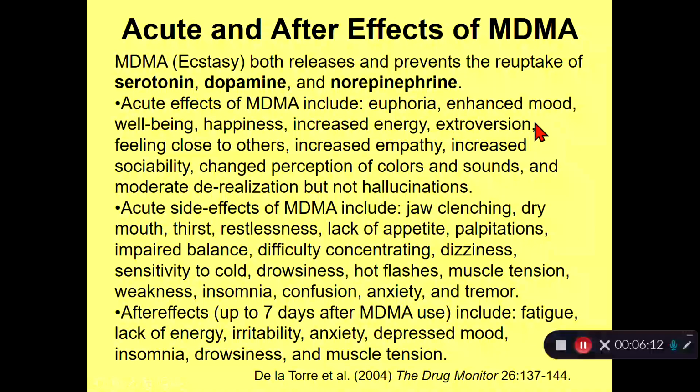The acute effects of MDMA include euphoria and enhanced mood, probably due to dopamine, well-being, happiness, probably due to serotonin, increased energy, probably due to noradrenaline, extroversion, feeling close to others, increased empathy, increased sociability, probably due to oxytocin, changed perception of colors and sounds, and moderate derealization, but not hallucinations, probably due to serotonin, maybe combined with dopamine. Recall that the classical hallucinogens work mainly by increasing serotonergic and dopaminergic tone. MDMA is not a hallucinogen, but it does produce some mild hallucinations.